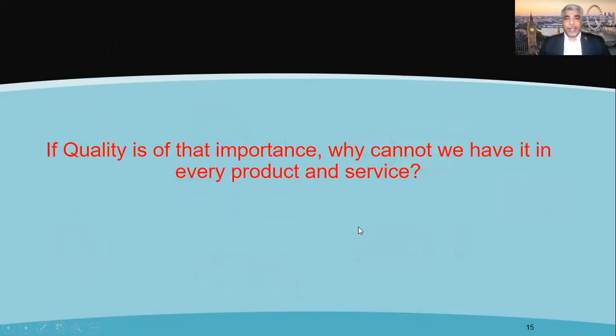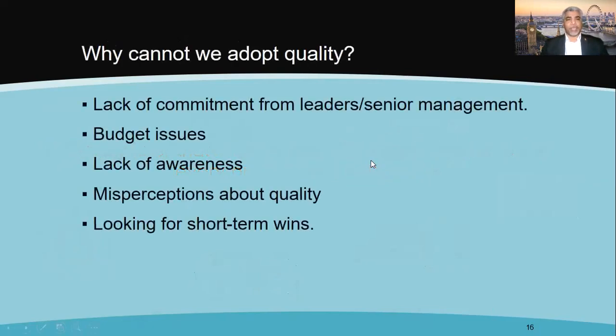So if quality is that important, why it is not there? Why we face poor quality? Why we have these scandals every day about poor quality? There are so many reasons for this, and I would like you to think about it also, and probably you can use Moodle to send some comments. But these are some of the reasons why we fail to adopt quality.